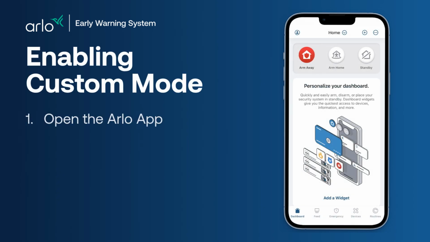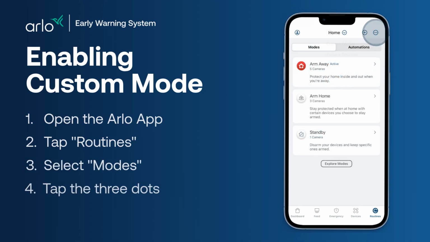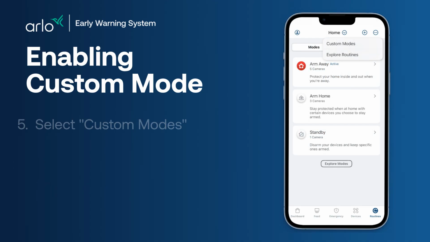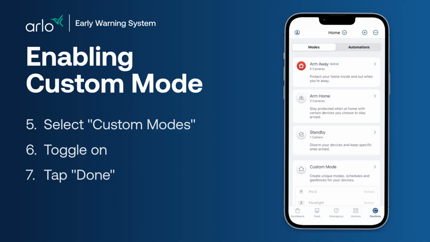Open the Arlo app and tap Routines. From here, tap on Modes and next tap the three dots in the top right corner. Choose Custom Modes and tap the toggle to turn the custom mode on. Hit Done, and the custom mode will appear as a fourth option under Modes.